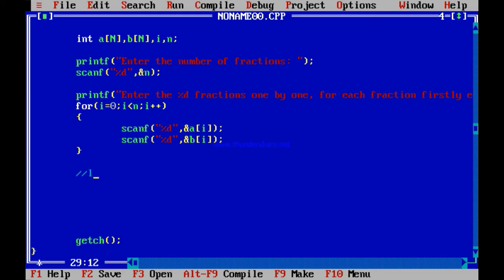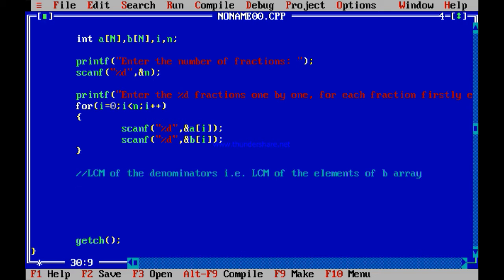LCM of the denominators. Is it not so? LCM of the denominators, that is, LCM of the elements of the B array. How do you calculate the LCM of the B array?